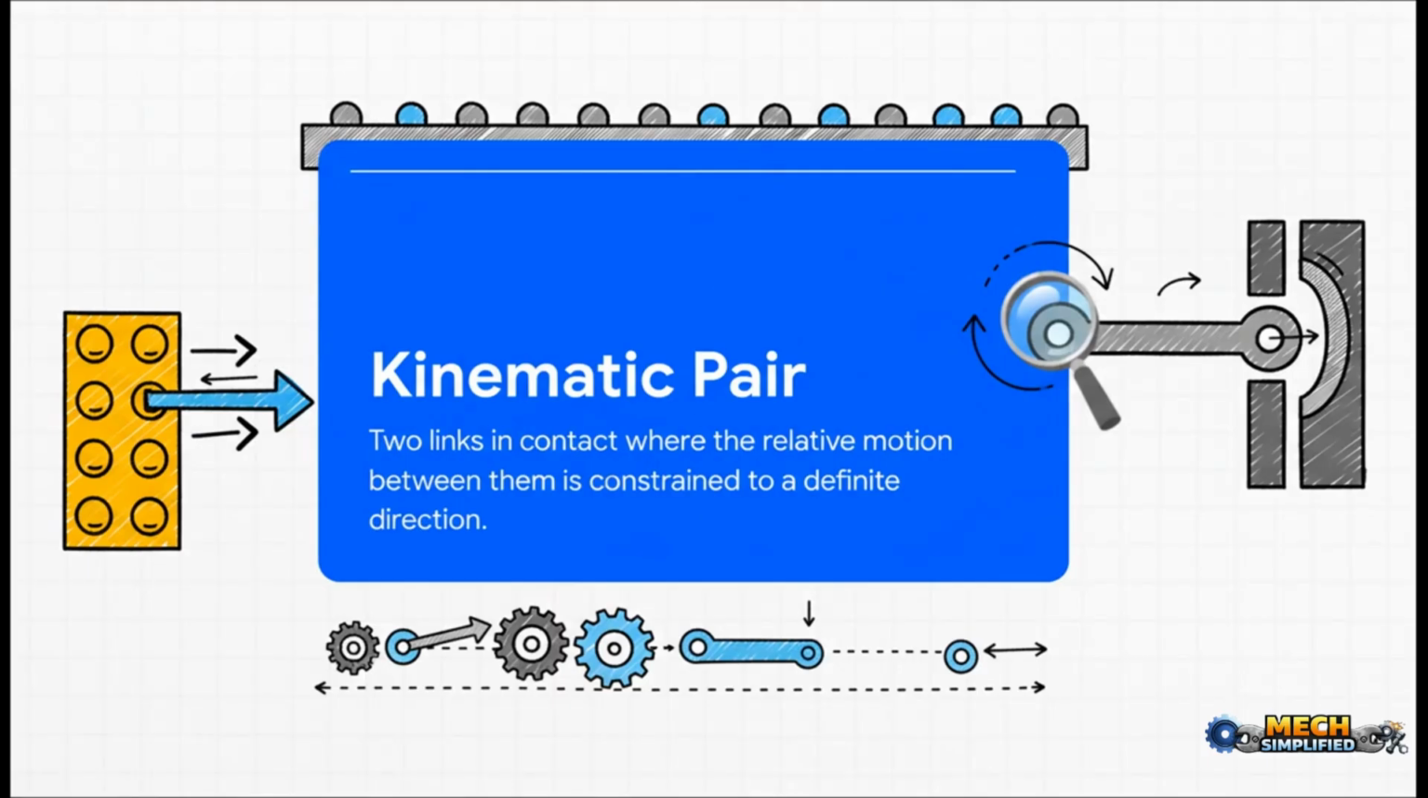Okay, so what happens when you connect two of these links together? Well, you get what's called a kinematic pair. And this is where the magic really starts to happen in the design. See, a pair isn't just any old connection. The motion between the two links has to be constrained. All that means is it's forced to move in one specific, predictable direction. So if the link is the Lego brick, the pair is like the little studs and holes that dictate exactly how the next brick can snap on.